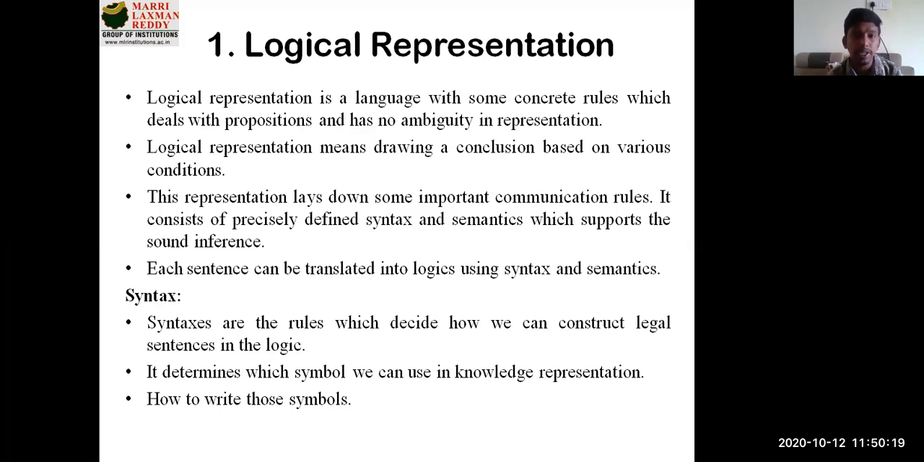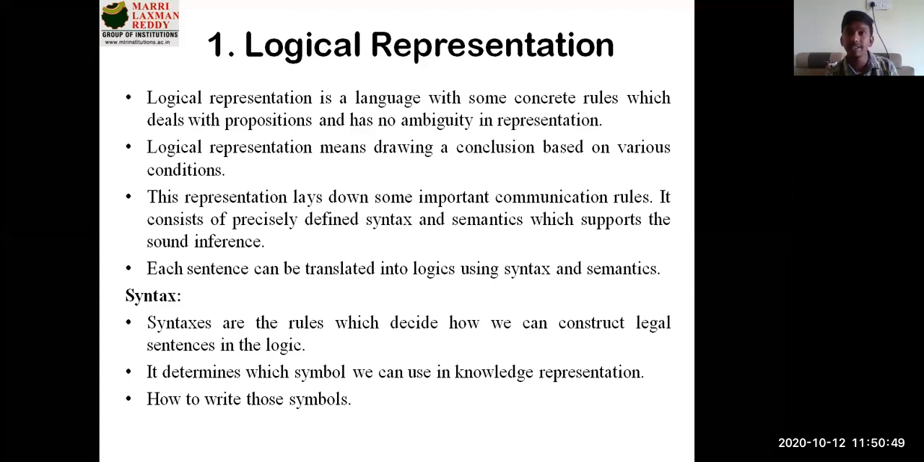Logical representation means drawing conclusions or inferences based on various conditions. You will be using some semantics, syntaxes, rules, facts, and axioms. All these things are part of logical representation, and finally we conclude according to the given question. This representation lays down some important communication rules. The rules will be framed, and according to the rules, we need to reach some conclusion.